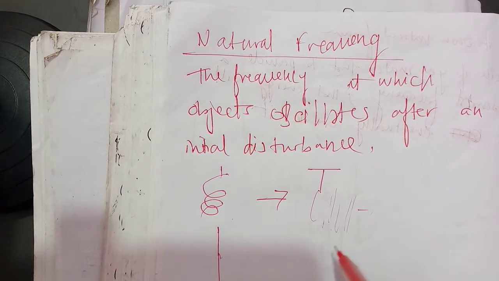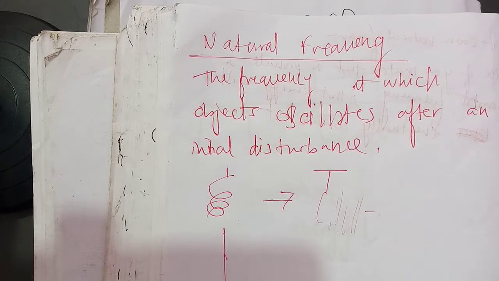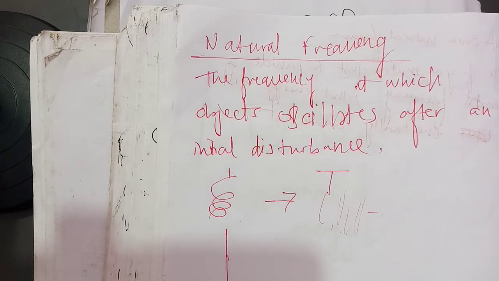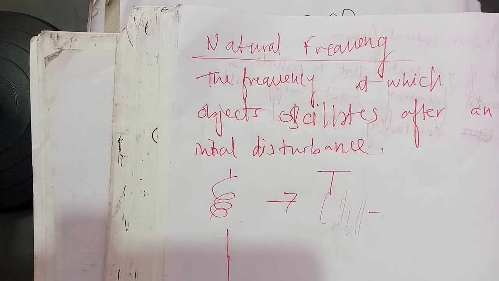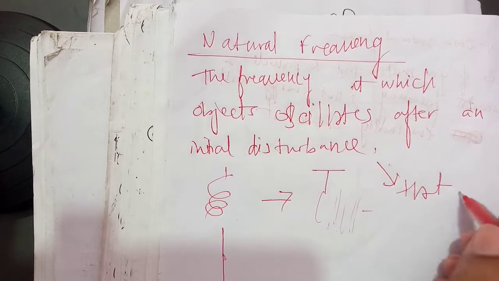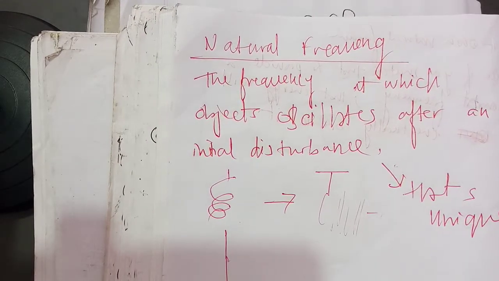And for that same object, if you do it again and again, you'll find that that frequency is the same. So what we see is that objects tend to, or like to, move at a frequency that is unique to them. That's unique for that object.